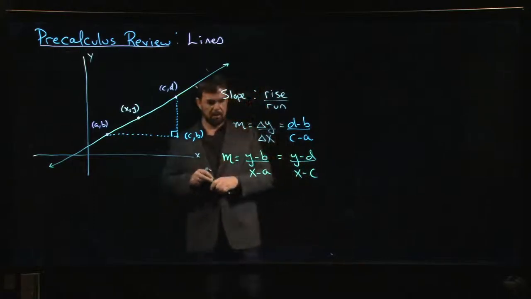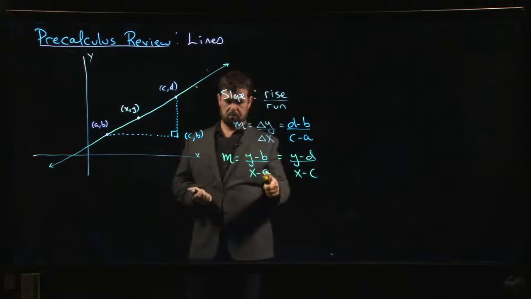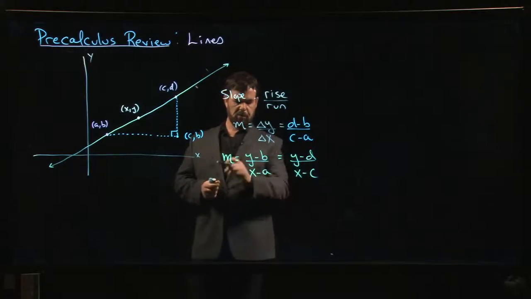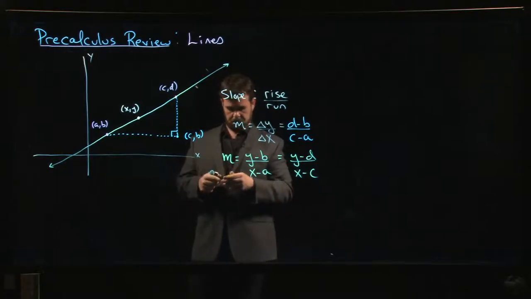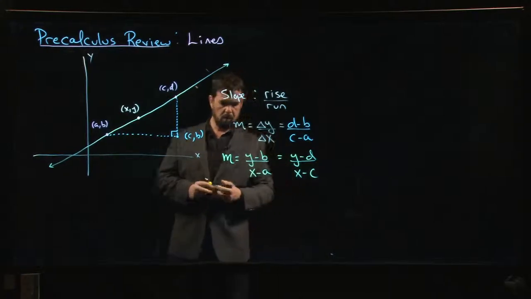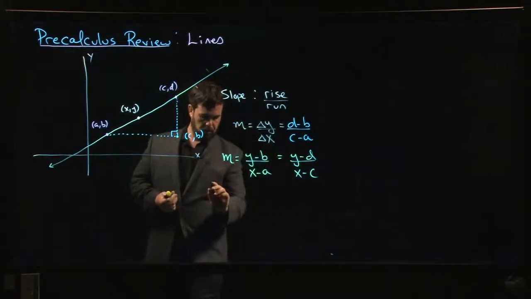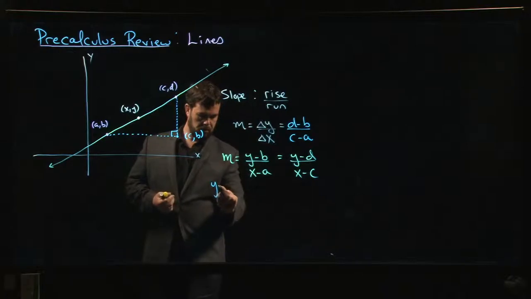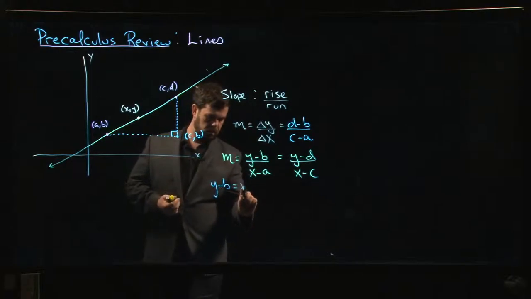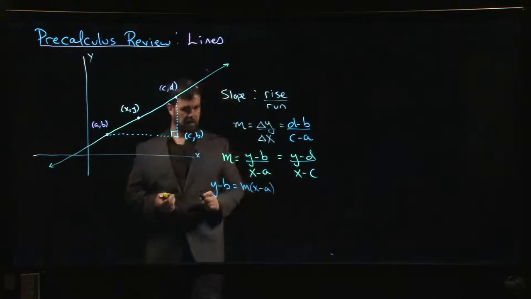And with a bit of manipulating here, you can actually get the equation of the line, right? If I multiply both sides by x minus a, what I get is y minus b is equal to m times x minus a.